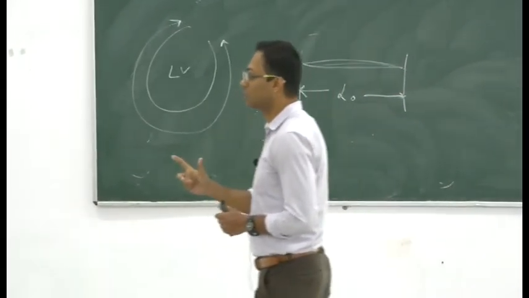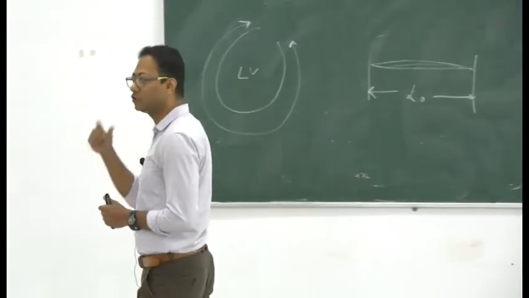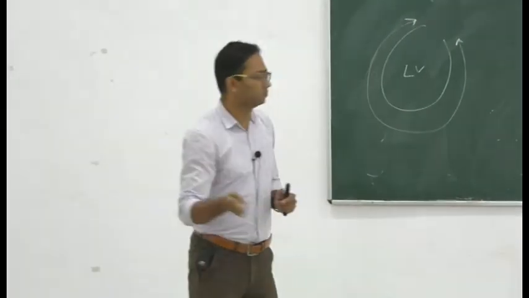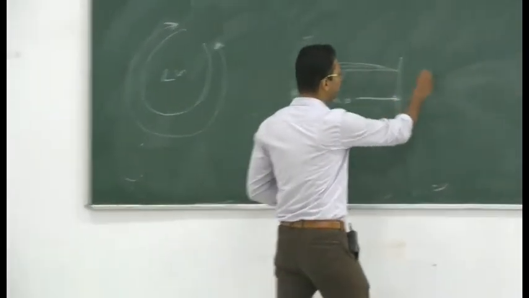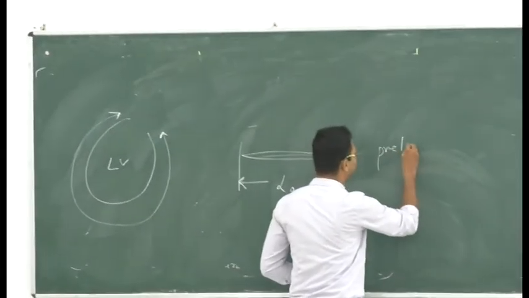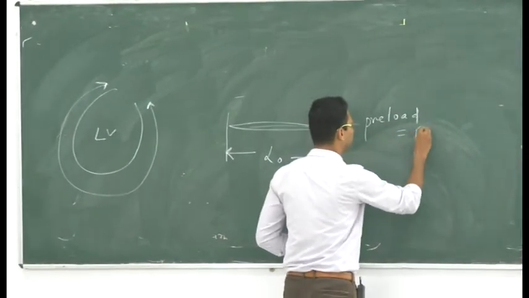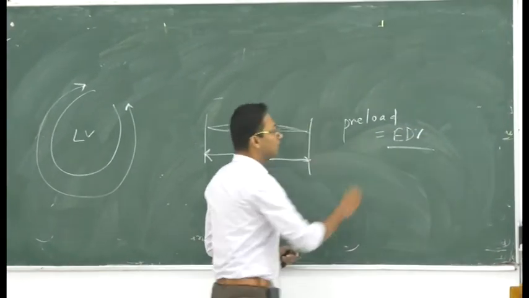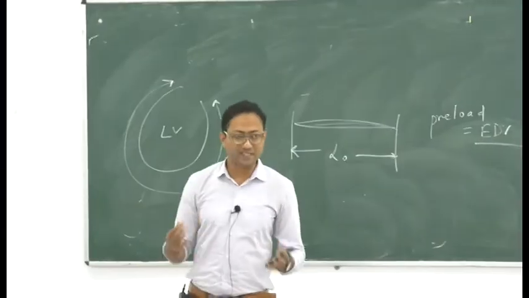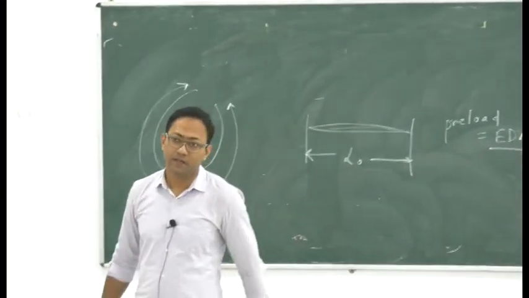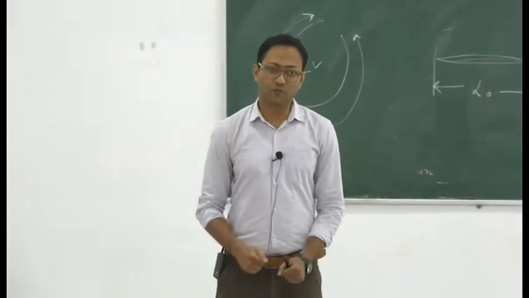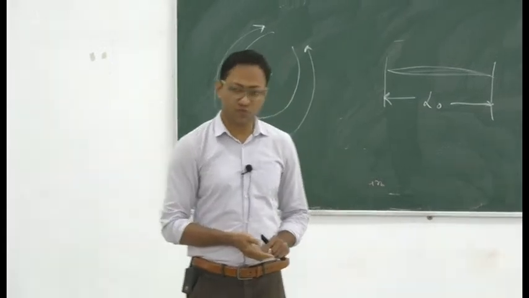So this is preload. Preload is equal to end diastolic volume, right? The more the preload, the more the end diastolic volume, and the more the force of contraction.